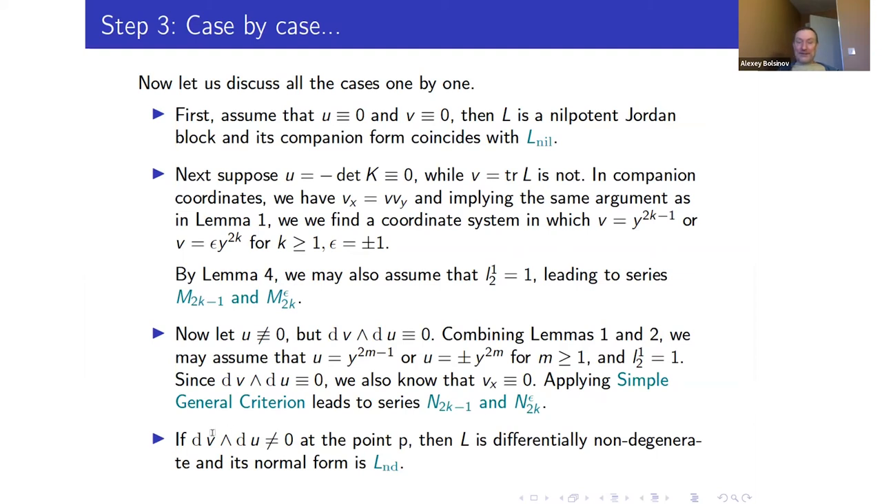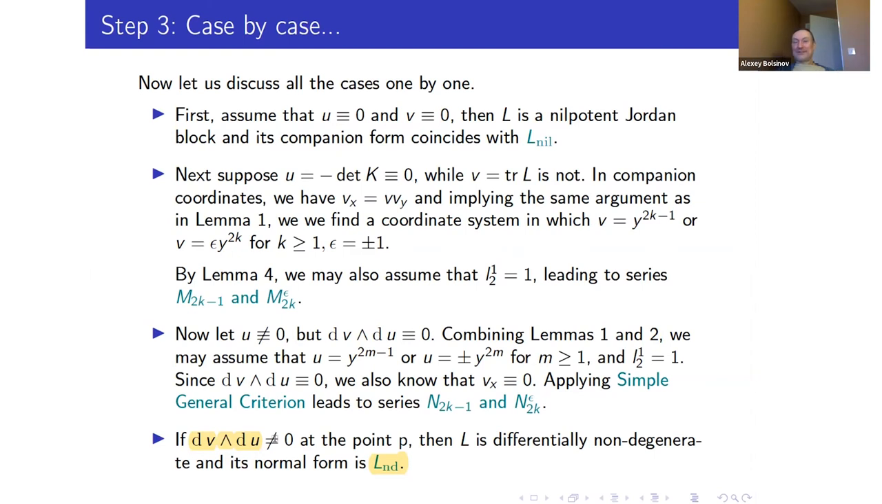You assume that these two functions, determinant and trace, have differentials independent at the given point, but this means differential non-degeneracy, and you will have the differentially non-degenerate case. And the most complicated case is when this differential is zero at the given point, but in the neighborhood it is not.